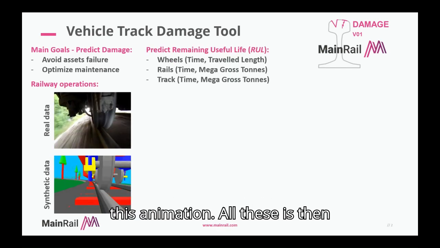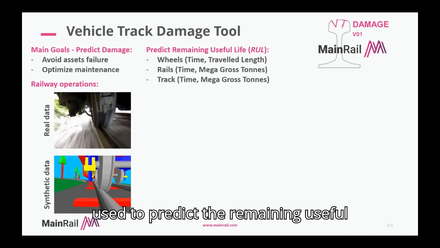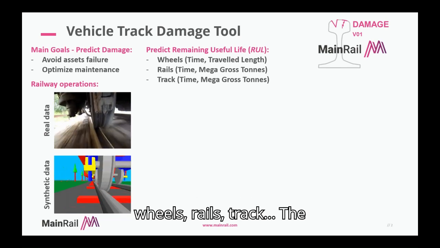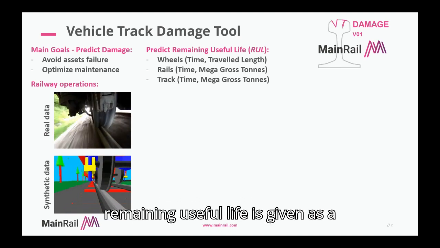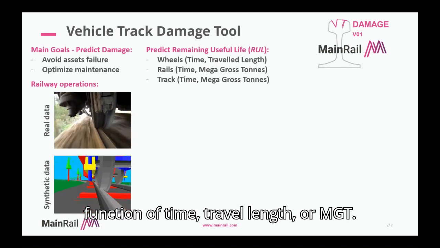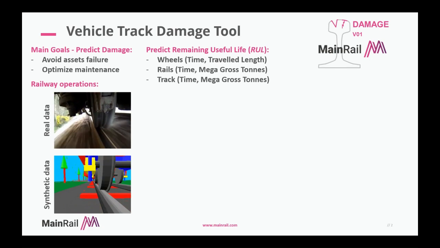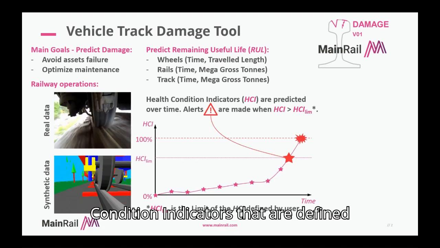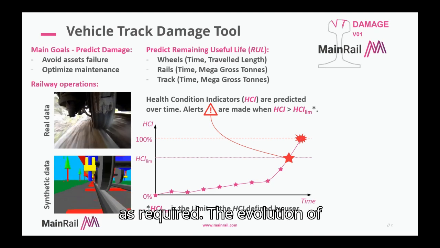All this is then used to predict the remaining useful life of selected assets. Examples are wheels, rails, track. The remaining useful life is given as function of time, travel length, or MGT. The VT damage uses health condition indicators that are defined as required.